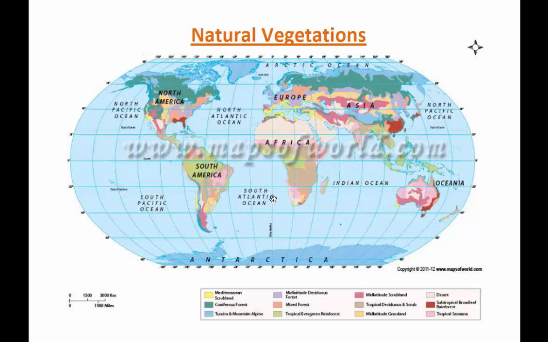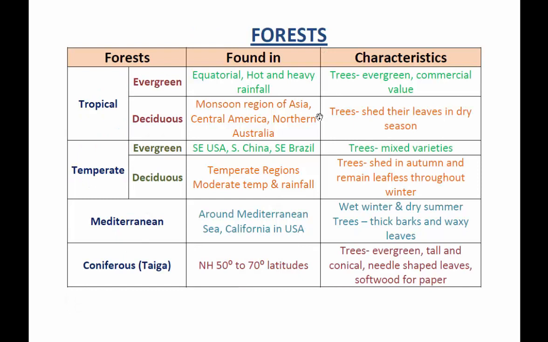So the first one is forest. Forests are again classified into 4 divisions or 4 classification. The first one is tropical forest, temperate forest, Mediterranean, and coniferous forests, or these coniferous forests are also known as taiga forests. Again, tropical forest is divided into evergreen and deciduous. So in the same way, these temperate forests are also classified into evergreen and deciduous. So we'll see all these forest types in detail.